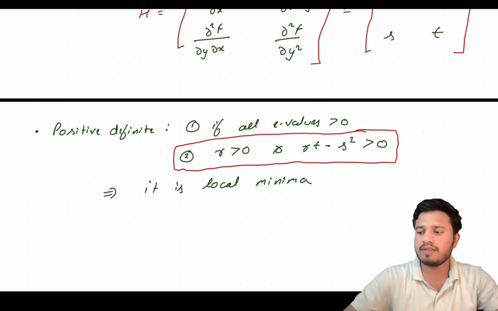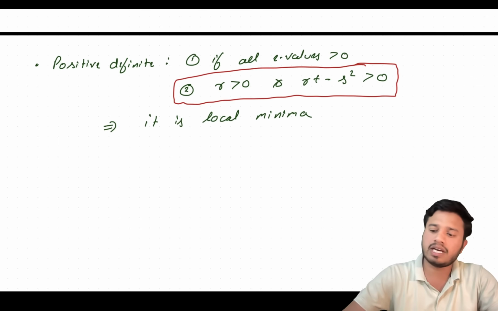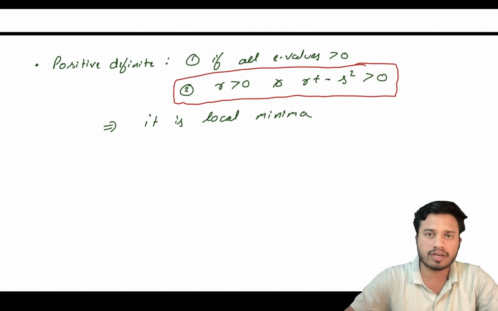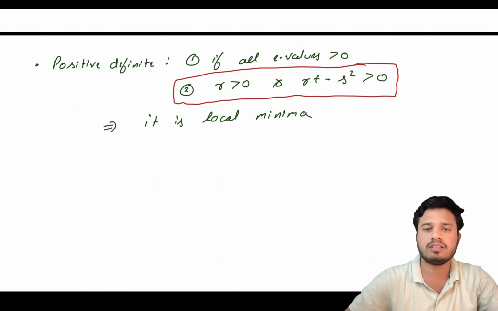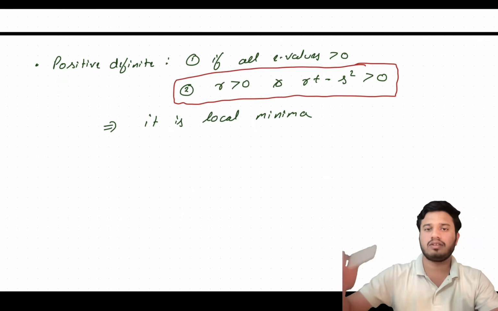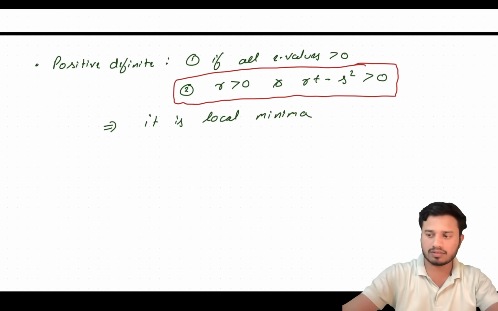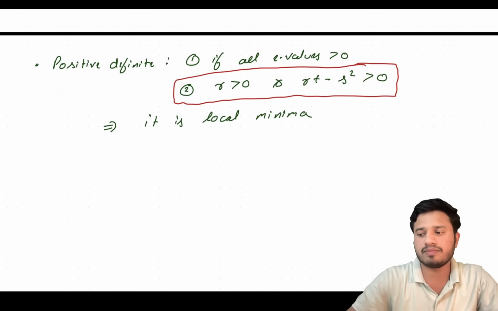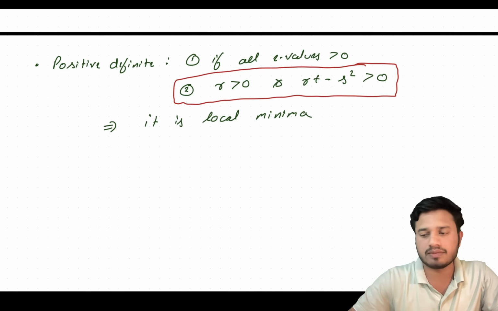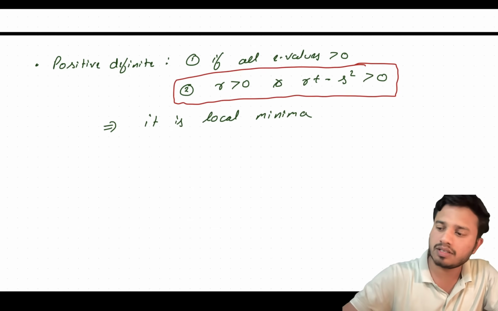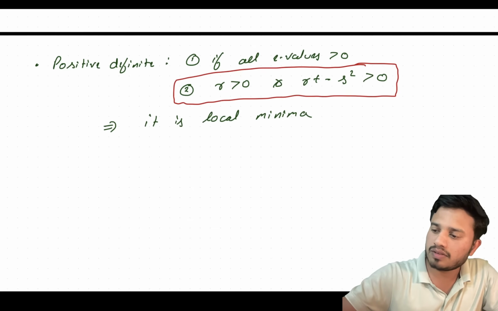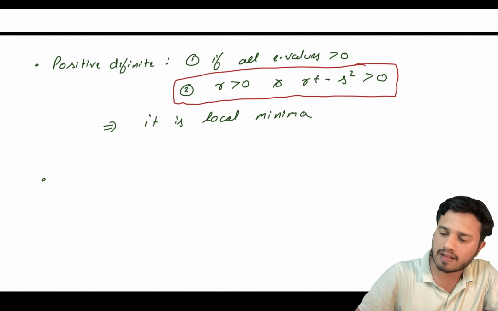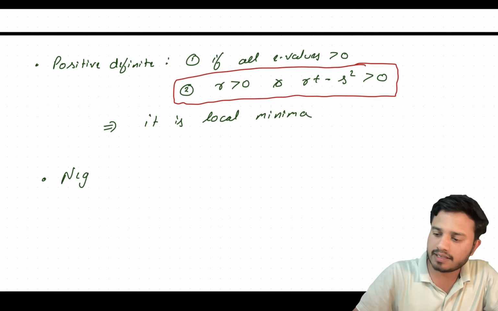You remember from the previous class that when we have a positive definite matrix, the quadratic form will have a convex shape. From there you can see why it is a point of local minima.